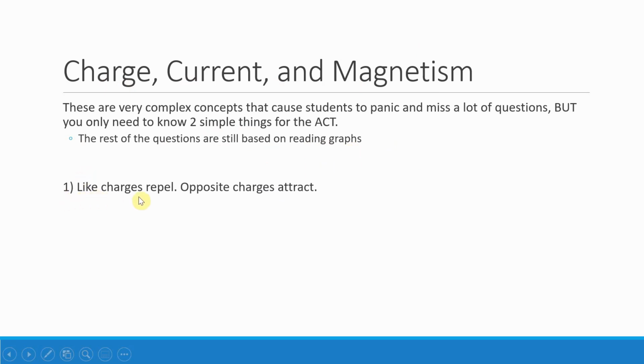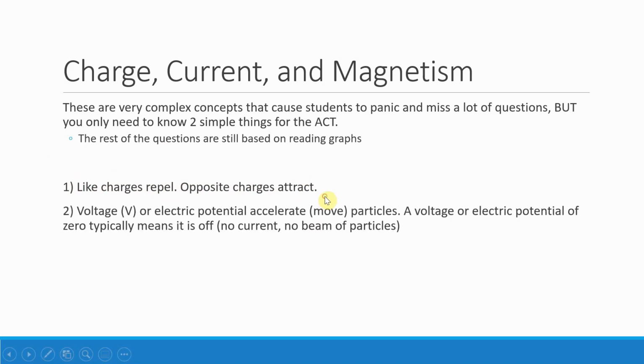1, like charges repel, opposite charges attract. So if I have 2 positive charges, those are like charges, so same charges. They're going to move away from each other or have forces pushing them in opposite directions. If I have a positive and a negative charge, they're going to be opposite charges. Then they're going to attract to each other. So they're going to be pulled together, move towards each other, or have forces experienced towards each other.